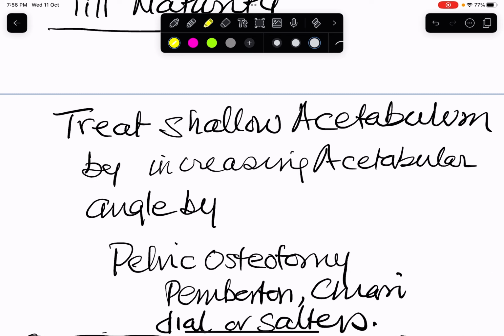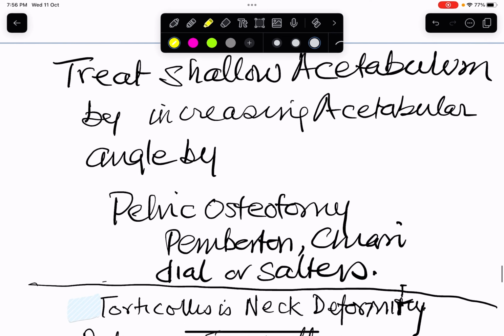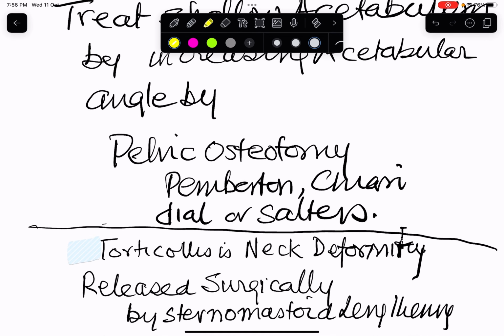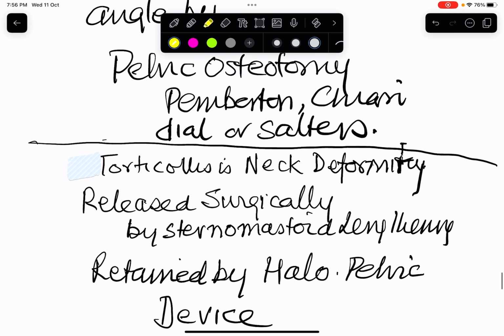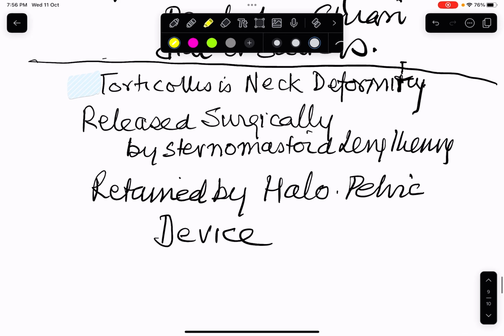If the acetabulum remains shallow, you have to increase the acetabular angle by a pelvic osteotomy, which is on the upper edge of the acetabulum. And there are 4 types of pelvic osteotomy described: Pemberton, Chiari, Dial, or Salter. You can remember these names, but you will never be asked about them.